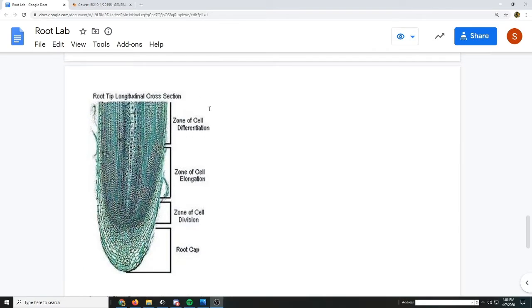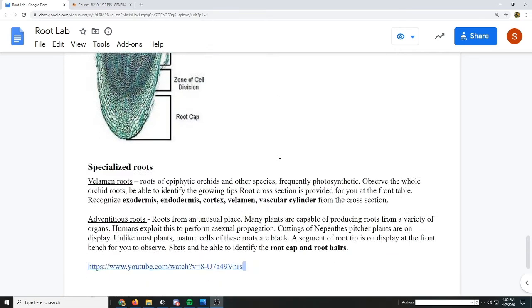Then you have the zone of cell differentiation or maturation, same thing. This is where in most roots you will see root hairs appear. So if you look at that other video that I linked about seed germination, when you see those root hairs, that's telling you it's the zone of cell maturation or differentiation. So if I ask you that on a test, you should be looking for the root hairs.